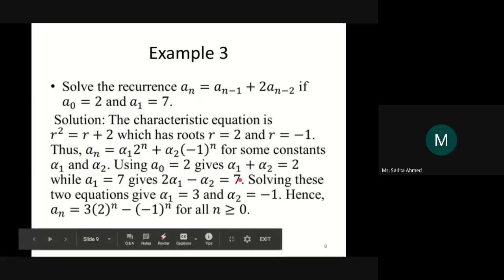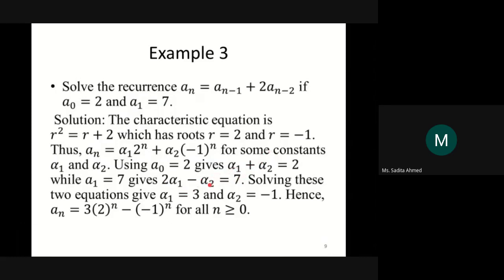Use the elimination method, use substitution, whatever. There are two equations, two variables. Can we not solve to find out the value of alpha 1 and alpha 2, guys?